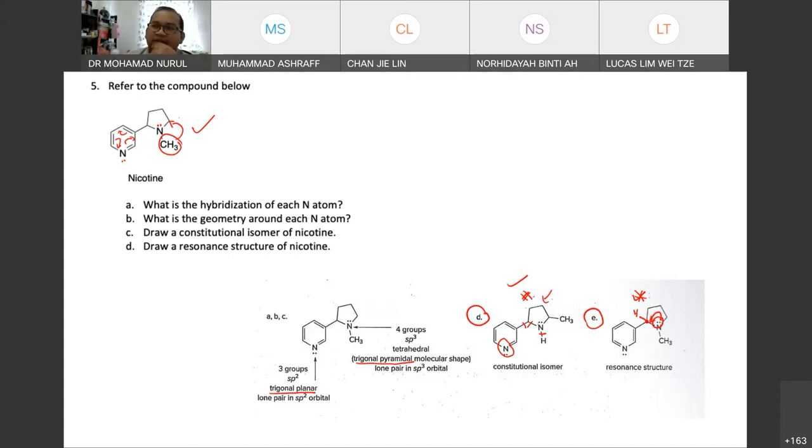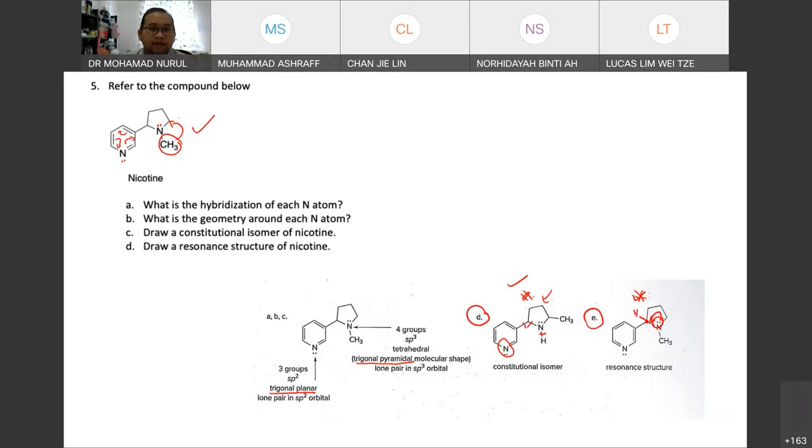But asking about constitutional isomers is too easy for us, because for the finals we have 11 chapters. Can you imagine how many questions we can ask for only one chapter? Okay, Chu. This question is quite easy, but I'm just using it for the training side.